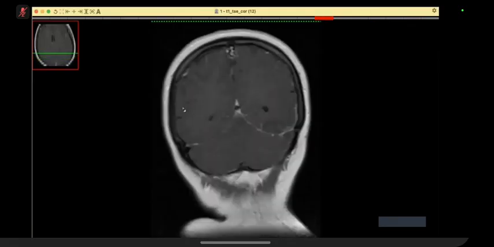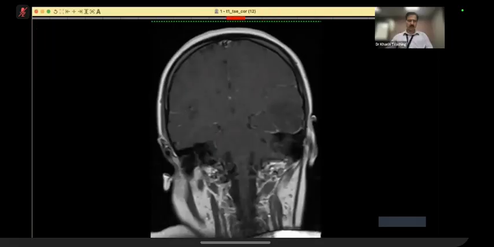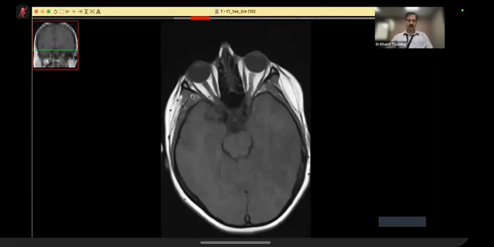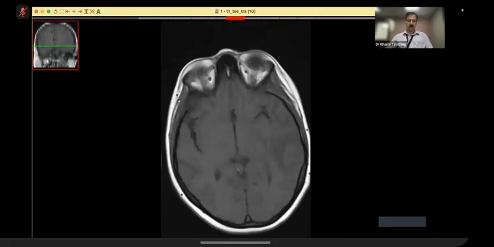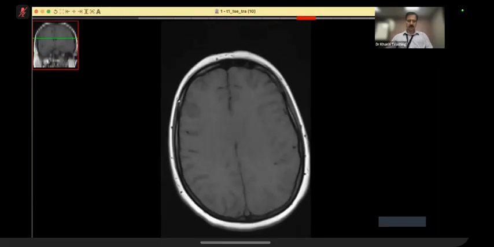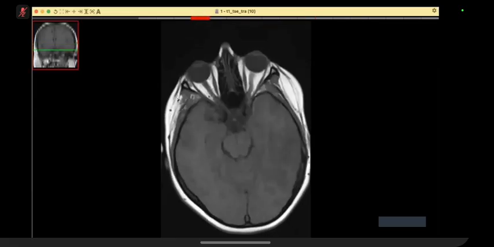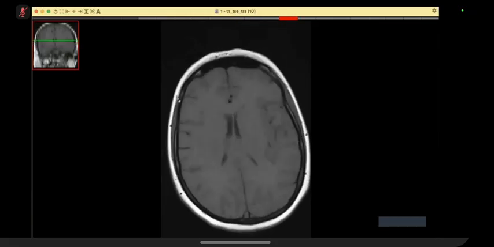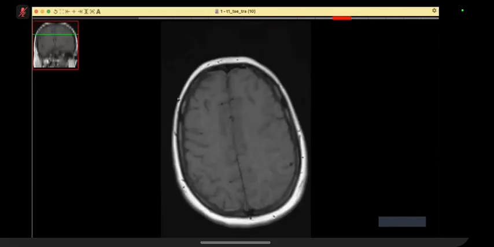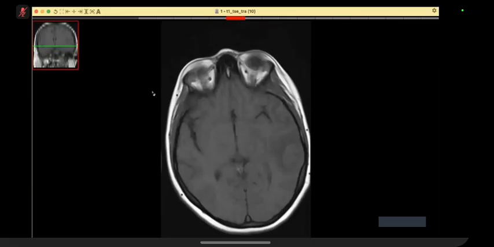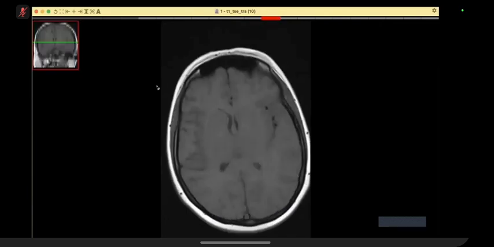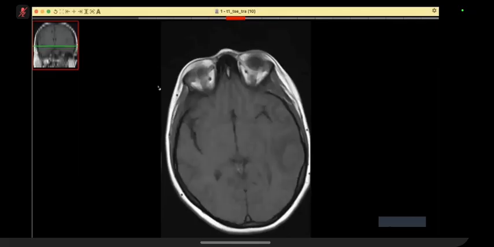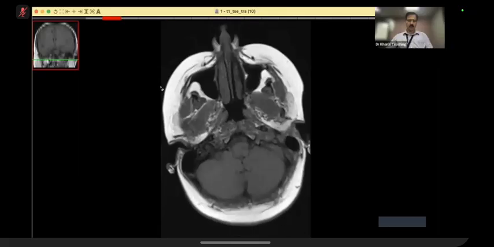Okay, I would like to look at T1 images. T1. Yes. This is the T1. Okay, on T1 axial images, it shows heterogeneous intensity with areas of isodensity as well as hyperintensity. So this could also be a lesion involving the left temporal area. Give me your conclusion.